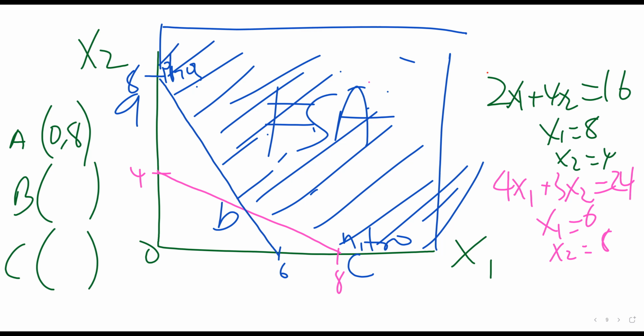Yeah, Miriam. 8, 0. Good. So now let's solve for the coordinates of B simultaneously.